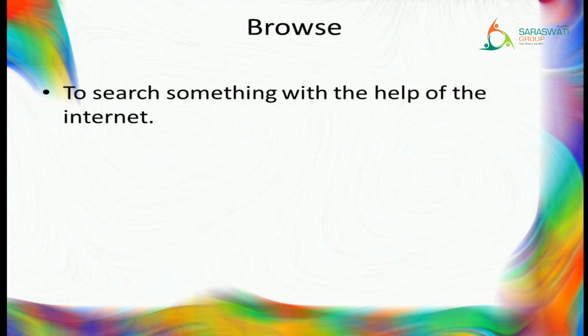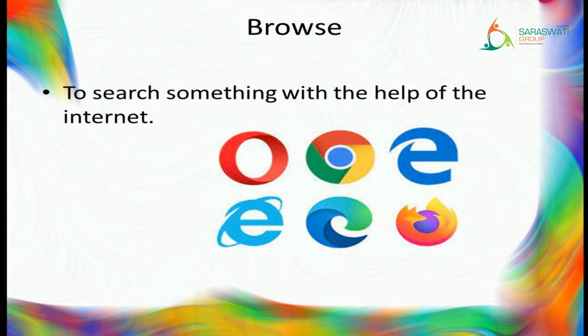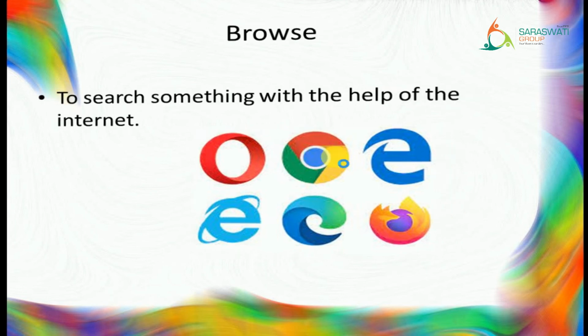So which browser are we using? See in the picture, these are the icons of the different browsers. So I think you are aware of this, right? This browser we are using often, frequently, Google Chrome, right? So whatever we want to search, we can search it online. So to search something is known as what? It is known as browse. Clear? Very easy.